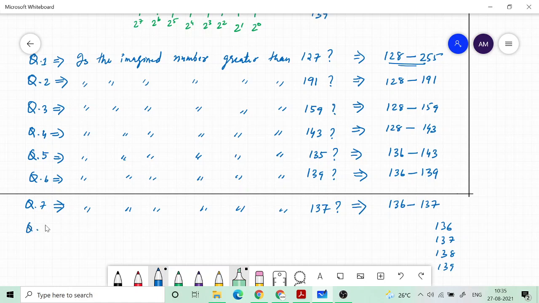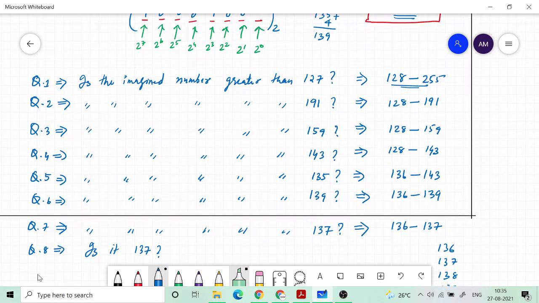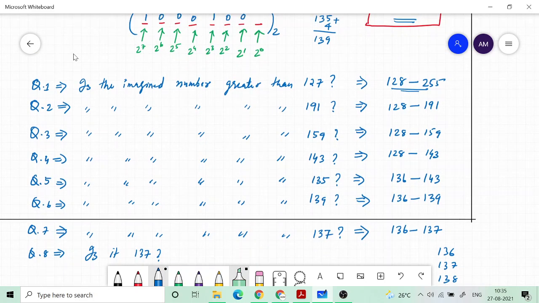So now the last question you can ask. What is the last question? You don't need to ask this way. Now there are only 2 possibilities. You can directly ask, is it this number? Is it 136? If you say yes, then put 0. If it is no, okay. So last question I will ask, is it 137? Okay, and the answer came is no. So what would I do? I put a 0.